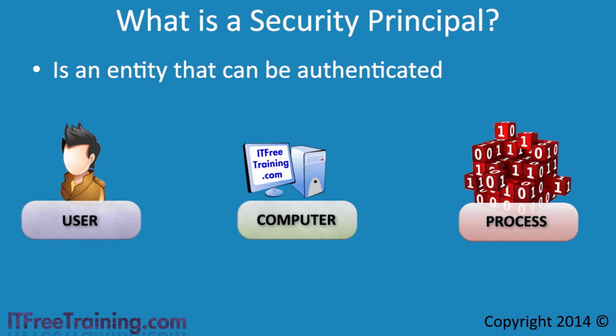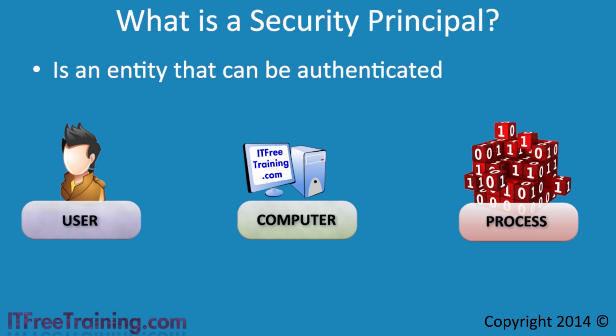If you consider an example of this, say you have a service running on the computer, and that process requires access to files on the computer. The operating system needs to know who is asking for access to those files. So the process needs to have a security principal applied to it. You will find that any object or entity in Windows has a security principal.